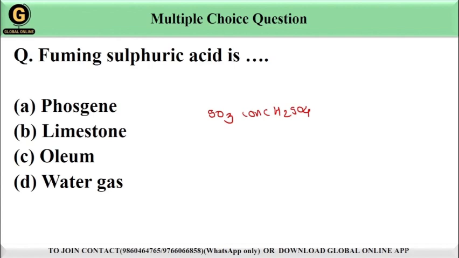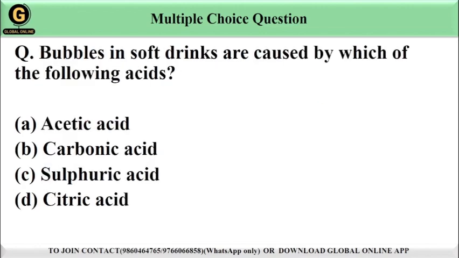Oleum is used in chemical manufacturing processes such as producing sulfuric acid and making other chemicals. It is highly reactive and must be handled carefully. So the correct option of this question will be option C, oleum. So the fuming sulfuric acid is called oleum. Remember, it consists of sulfur trioxide and concentrated sulfuric acid. Understood? Let's move on to the next question now.